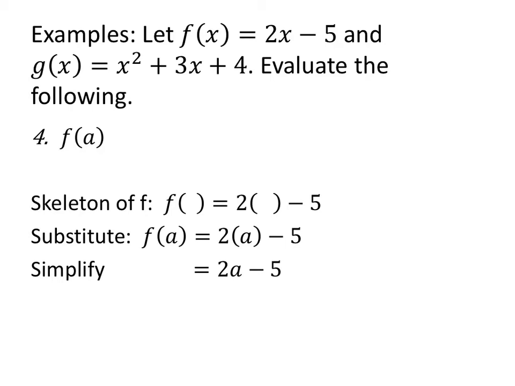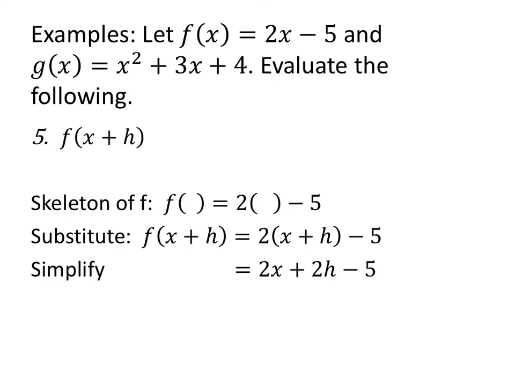Don't overthink this one. Remember, x is called a variable. It varies. What if I wanted to find f of a? Well, f has a form, right, a skeleton of f of something equals 2 times something minus 5. In this case, the something is an a. So inside the parentheses I put an a, and when I simplify there's nothing to combine. It's just 2a minus 5. It's just a different variable for our function. f of x equals 2x minus 5, f of a is 2a minus 5. Do not overthink it.